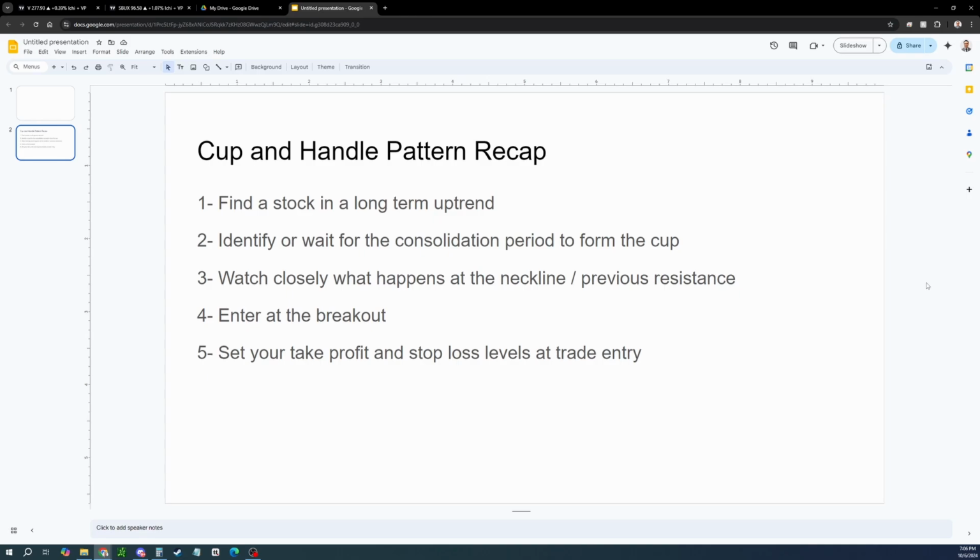If it ends up breaking out, breakout plays are great. And just make sure that you set your take profit and stop loss levels at the trade entry so that you don't get emotional in the trade and you know exactly when you're getting in and when you're getting out. And also don't be afraid to set your stop loss in profit once you can and continue to move it up, or however else you like to trade.